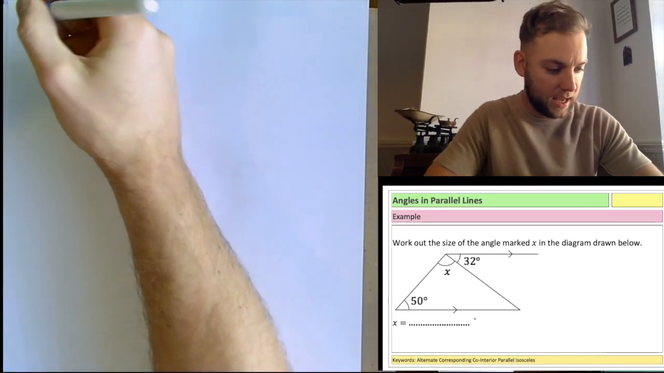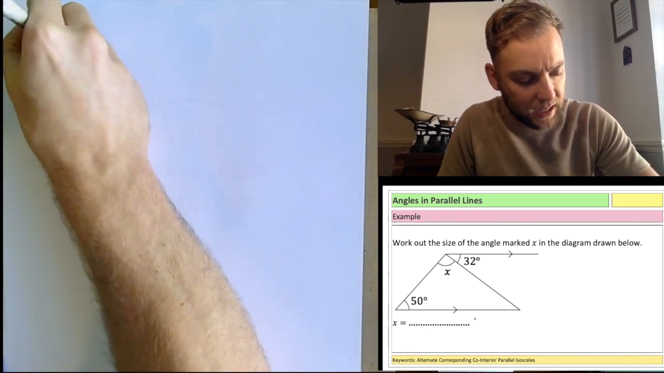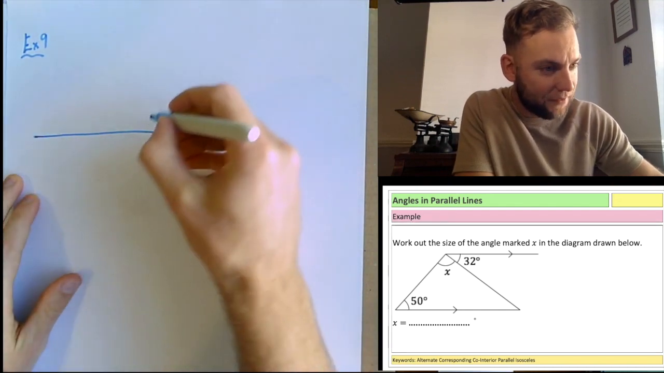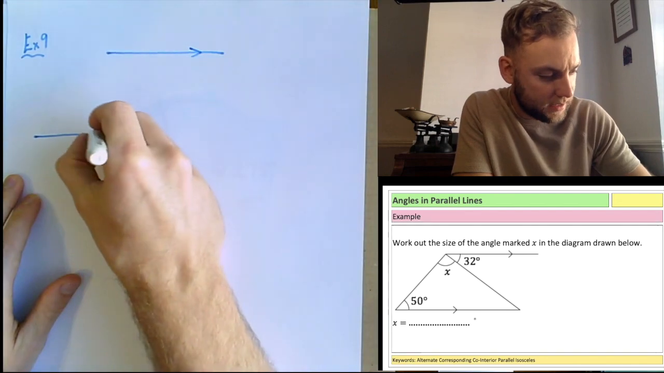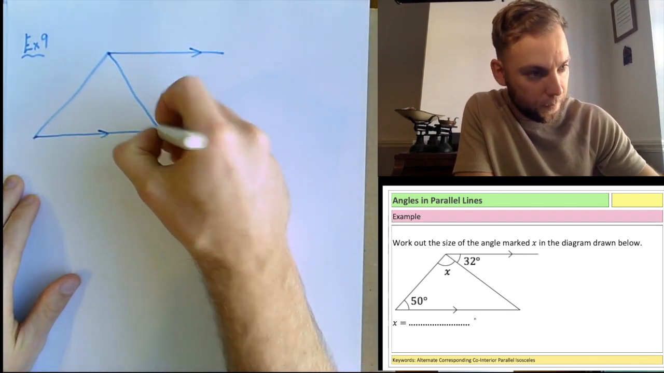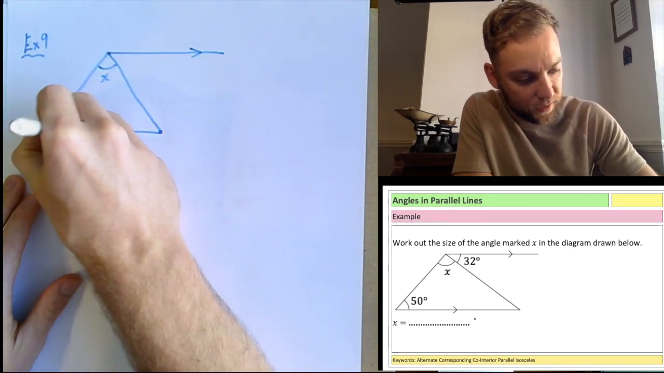So this one here is example 9. Very similar to the last one, actually. So here I've got, now they tend to have these kind of triangles in here. They tend to crop up all the time, these type of triangles. So I've got a triangle there like so. I know that this is equal to x, which is what I'm trying to find. I know that this is equal to 50.